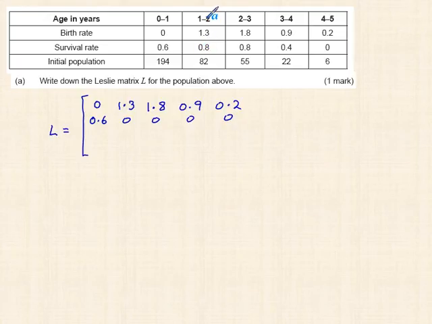The 0.8 is for the second generation. We put that in the second column, and the rest of the row is 0. This 0.8 will be here, and the rest is 0. And the 0.4 would go here, with everything else being 0.